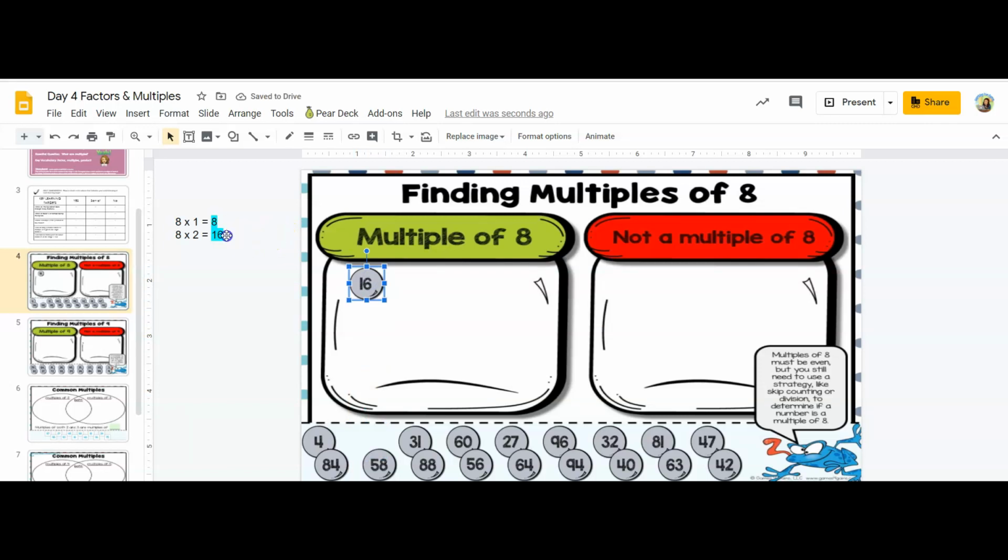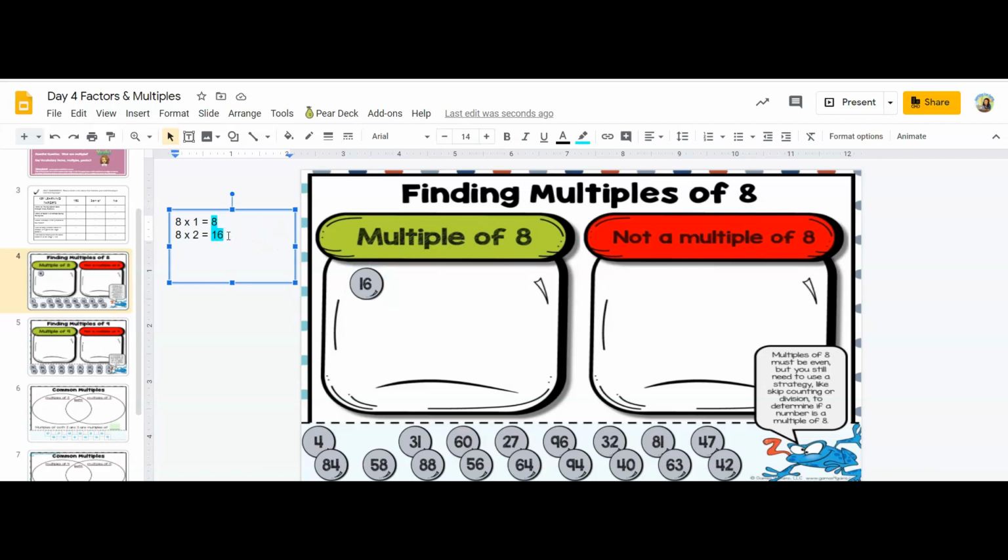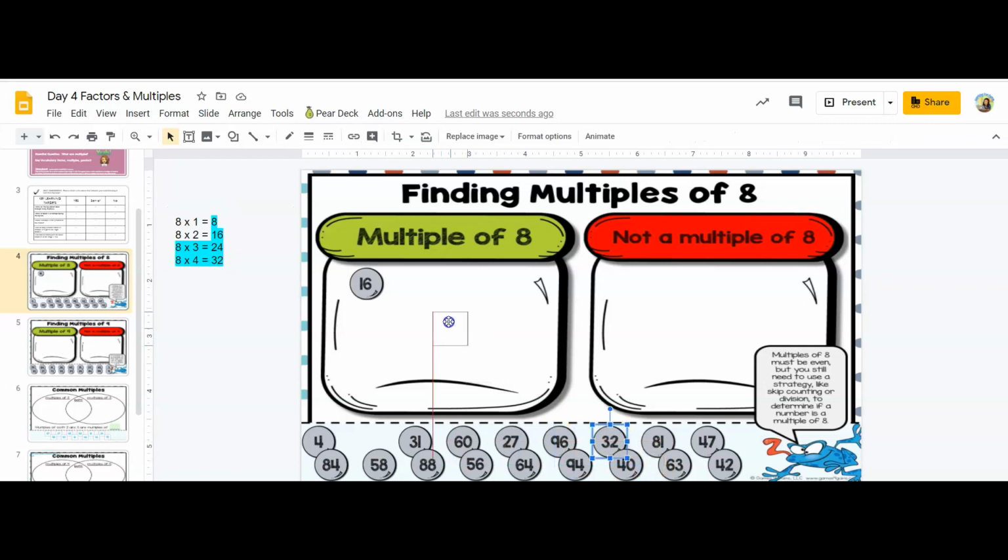8 times 3, let's do that on my chart here. 8 times 3 equals what? 24. Do you see 24 down here? No, I do see 27, but I'm not going to put that one. Let's try another one. 8 times 4 equals 32. Do you see 32? Oh, I see it right here. I'm going to take 32 and put it in there.